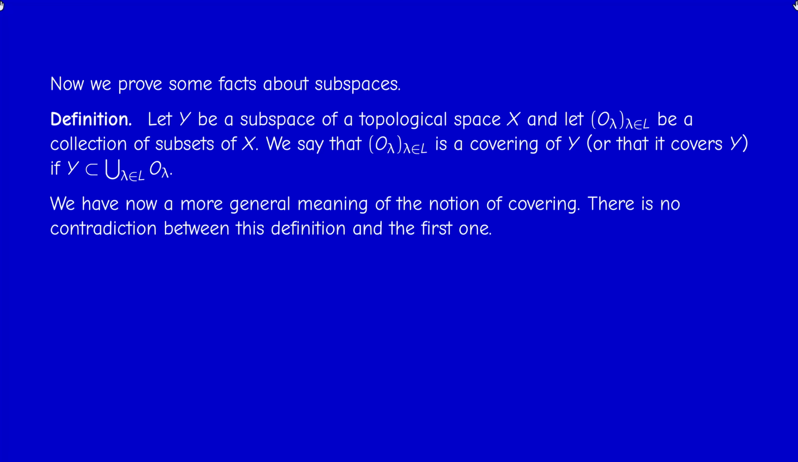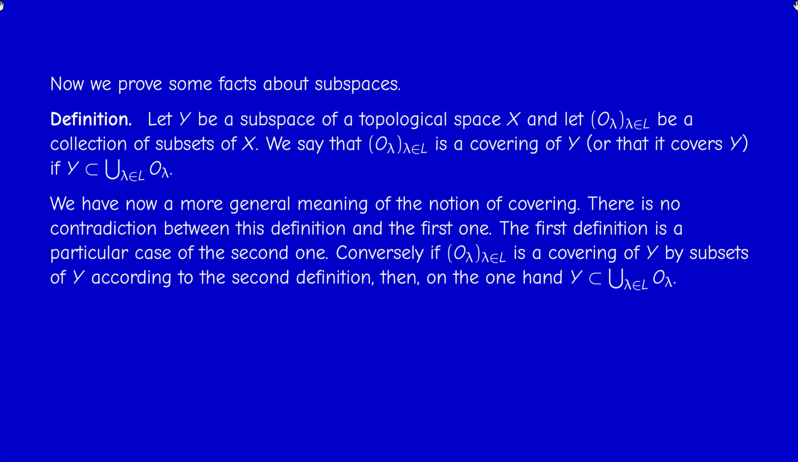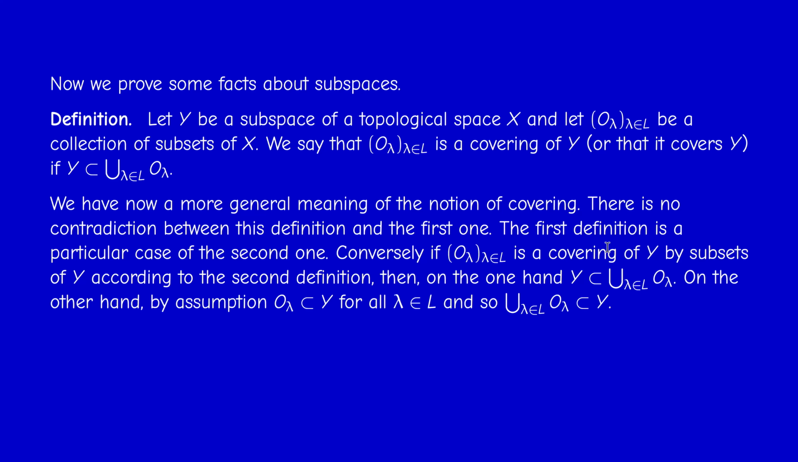But conversely, if we have a covering of Y by subsets of Y according to the second definition, then this means that Y is contained in the union. But since O lambda is a subset of Y, then the union is also a subset of Y. So we have equality actually. So Y is precisely equal to the union. So therefore we recover definition 1 in this case.